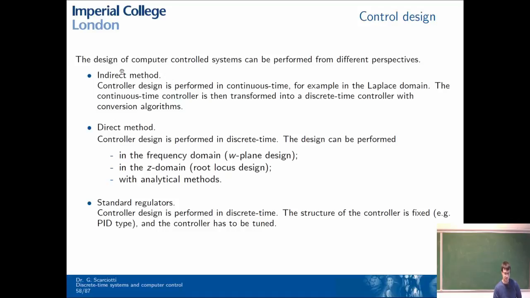The first class of methods are the indirect methods. The idea behind the indirect method is to design your control system in continuous time and then to discretize this control system in the discrete time domain, trying to maintain the properties that we have achieved in continuous time.